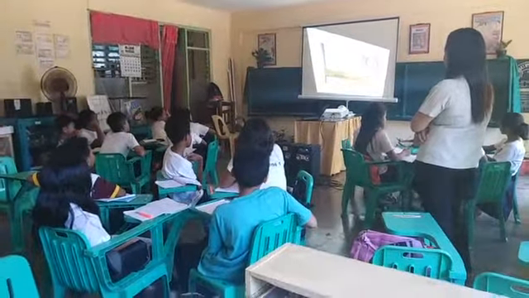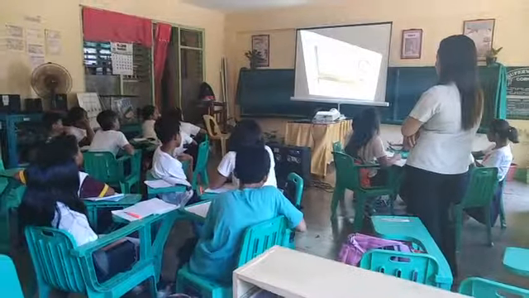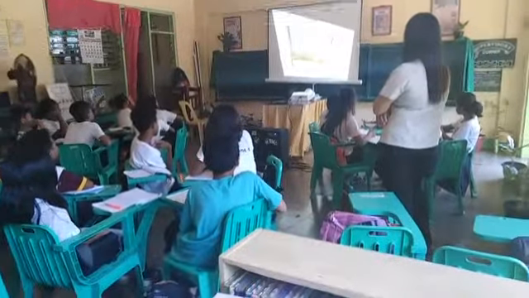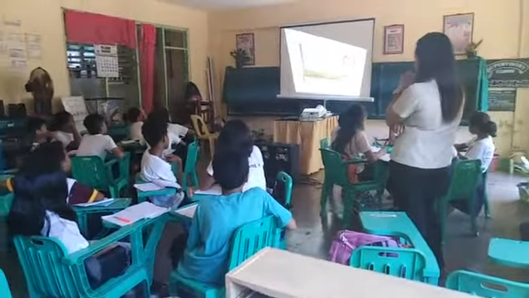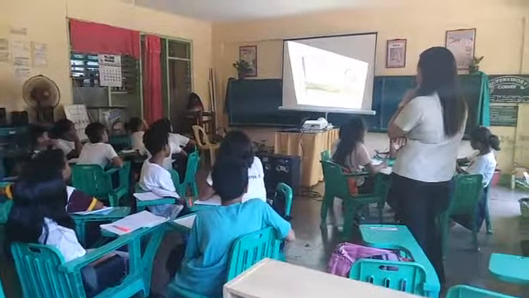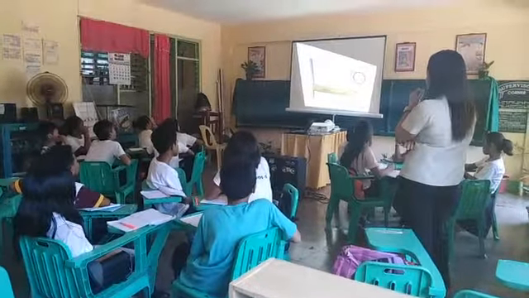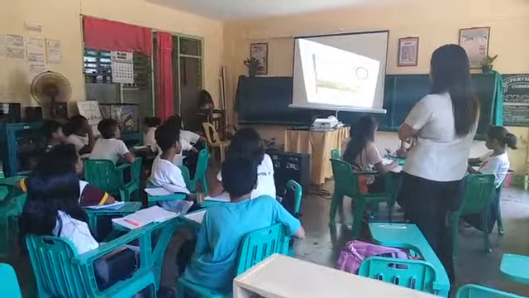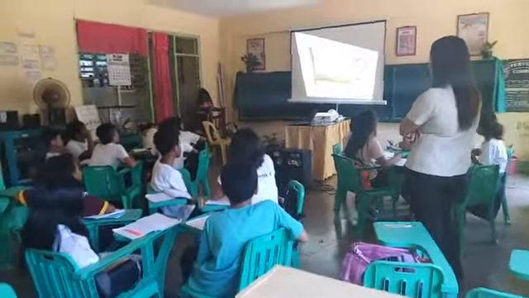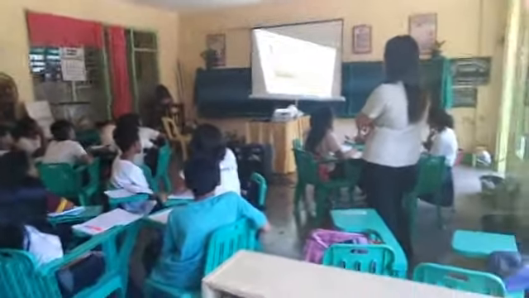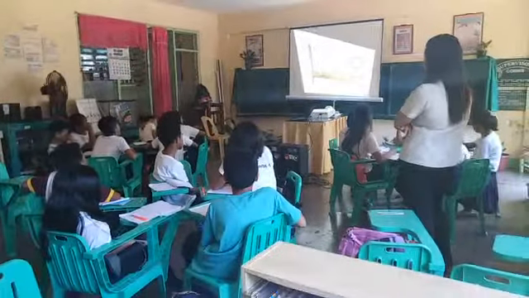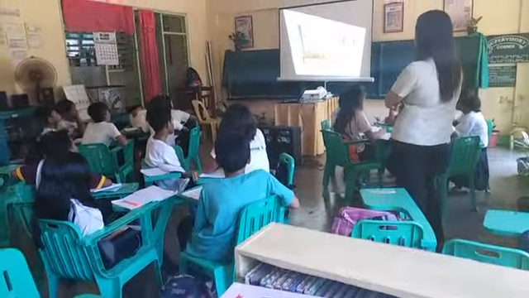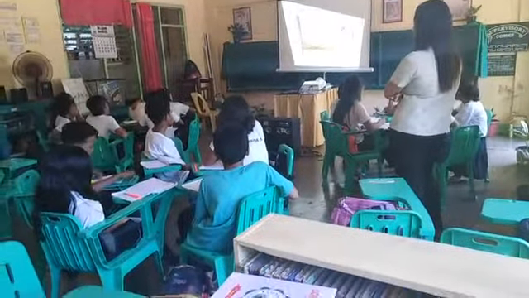Since we have found out the distances from A to B and B to C, we shall add both of them to find the total distance. 80 plus 150 is equal to 230. Therefore, the total distance from A to C is 230 kilometers.